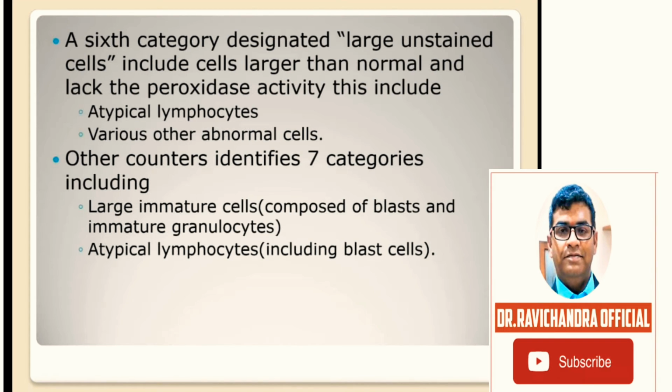In the 6 part, there will be large unstained cells, which include cells larger than normal and lack peroxidase activity. These are atypical lymphocytes and various other abnormal cells. In the 7 part, we will get large immature cells composed of blasts and immature granulocytes, and atypical lymphocytes including blast cells, along with the other 5 leukocyte differential counts.